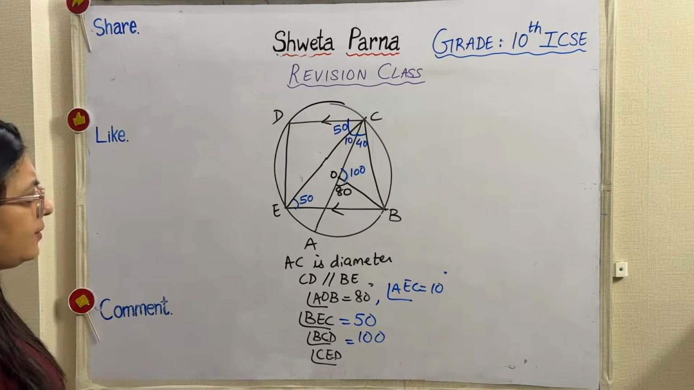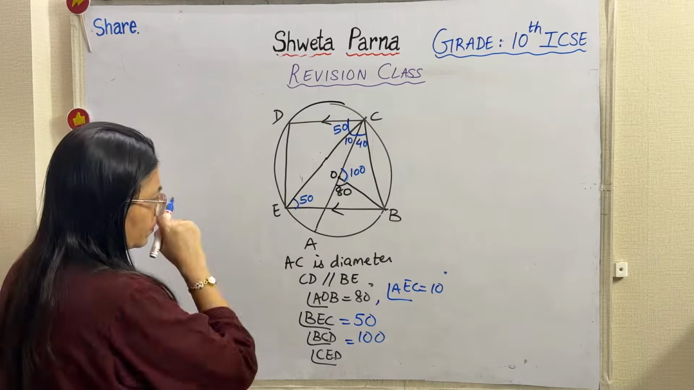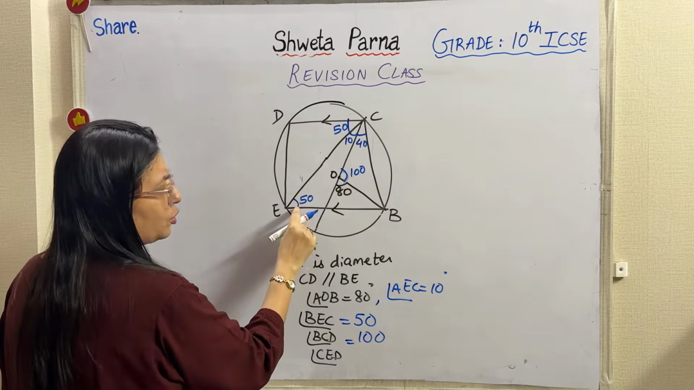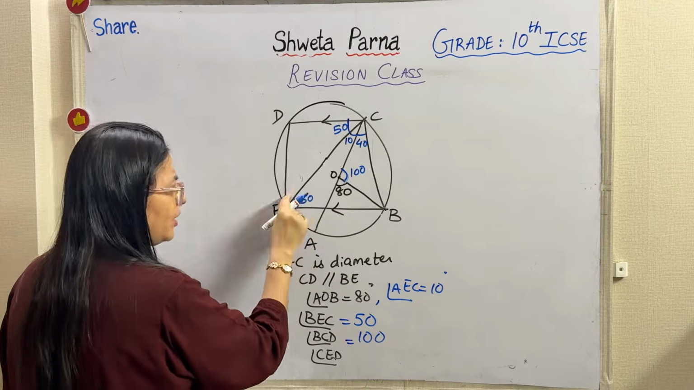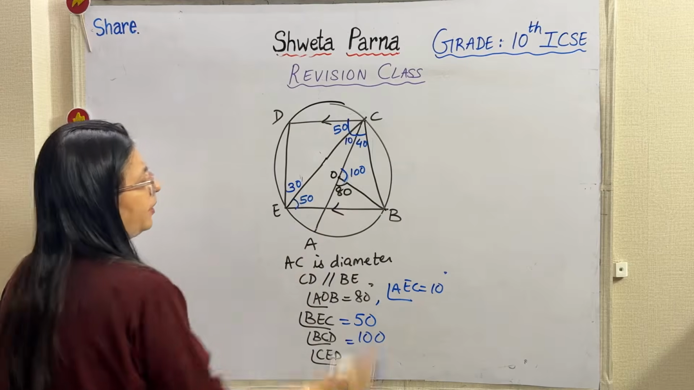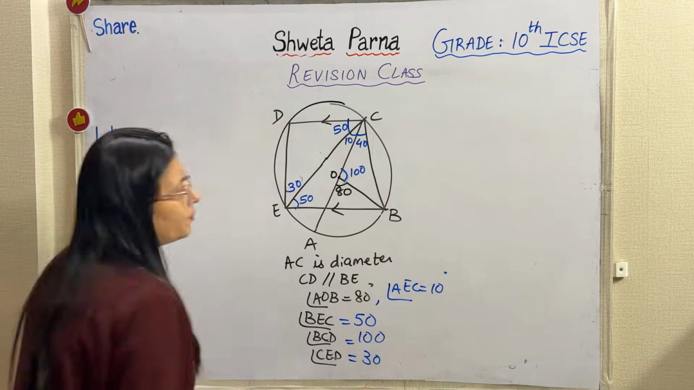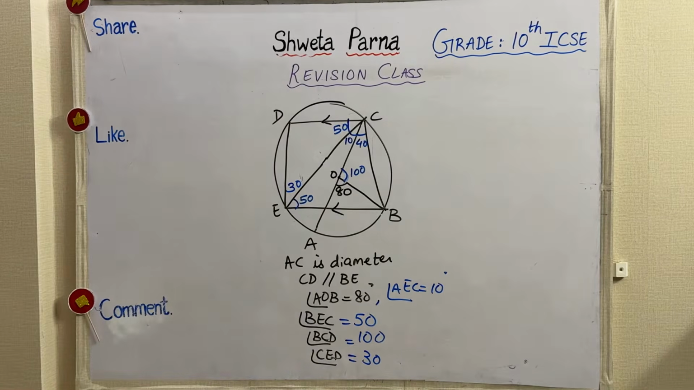Now find angle CED. Come on, this total angle is 100. So this entire angle should be 80 degree, cyclic quadrilateral. This is 50. So this angle should be 30 degree. Correct? So CED should be 30 degree. Clear? Shall we go ahead? Go to the next sum.